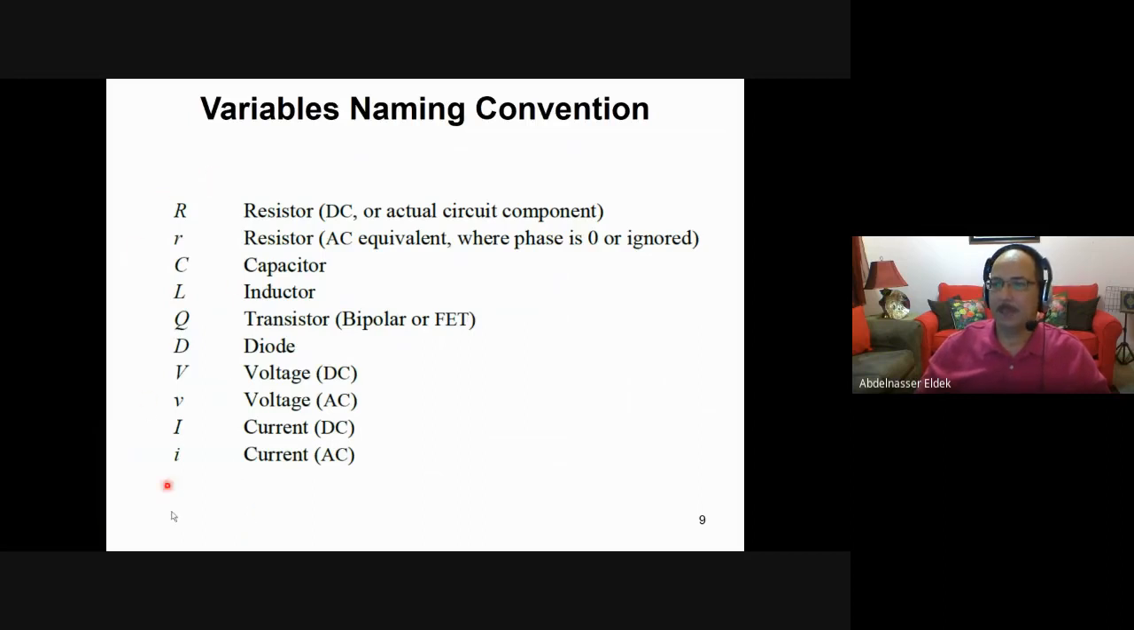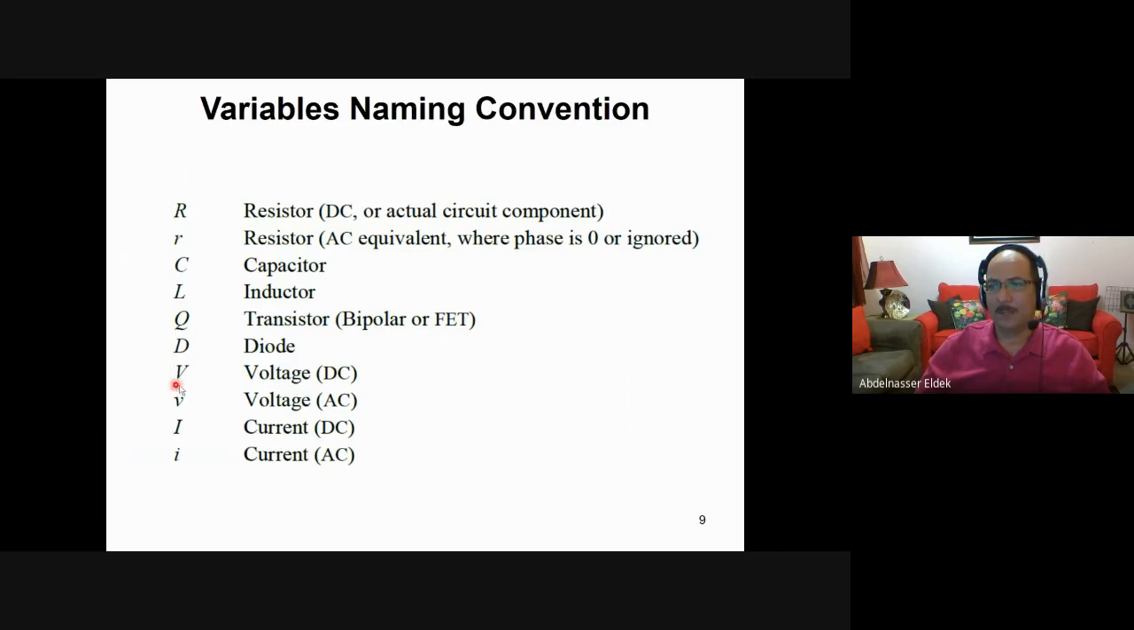In this book, this is what they are using. They use capital R as a resistor, for DC or the actual circuit component. When they use little r, small r, this is an AC equivalent. If you have a capacitor, it is C. The inductor is L. They use capital Q for the transistor, bipolar or FET, and D for the diode.